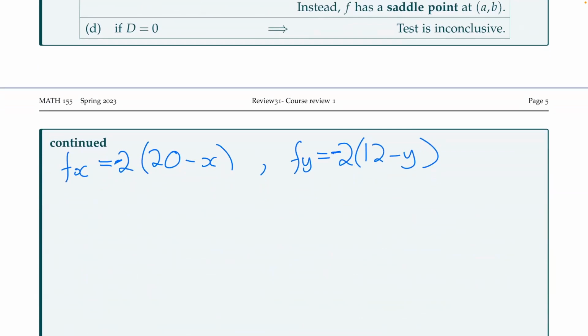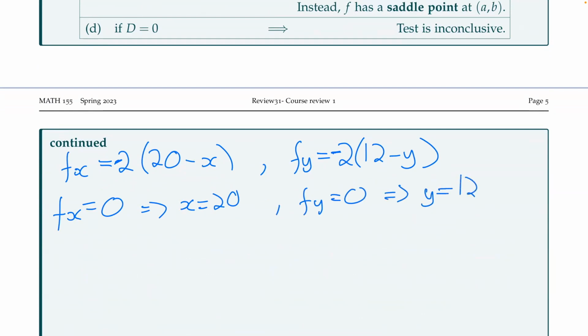Okay, so we set both of these equal to 0. So when is f sub x equal to 0? Well, that's equal to 0 when x is equal to 20. F sub y, when is that equal to 0? That's when y is equal to 12.